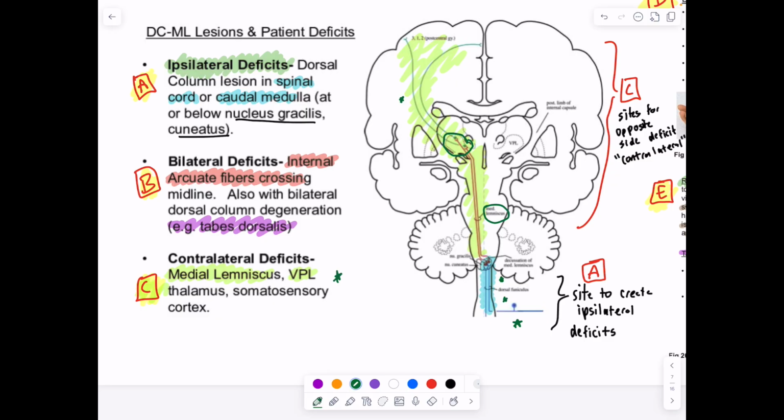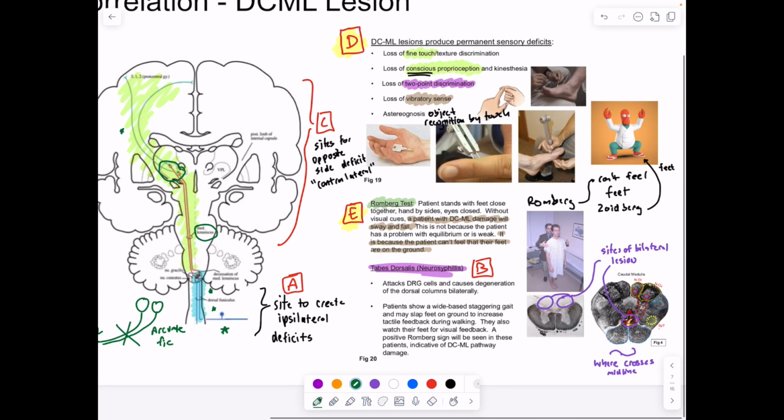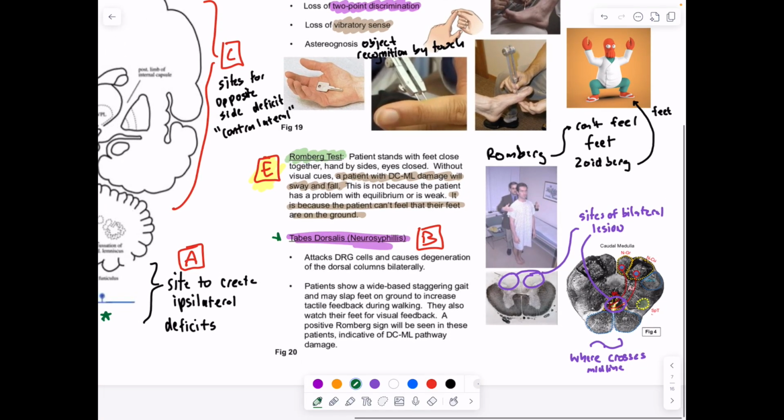So then where do you get bilateral deficits? Well, we said that we crossed the midline when we were at our three amigos. We send those arcuate fibers over to the medial lemniscus. So we had our arcuate fibers, and they're crossing the midline. So if you get a cut right there, or a lesion for some reason right there, then you're going to have a bilateral deficit. And so that's what we see with something called tabes dorsalis, neurosyphilis.